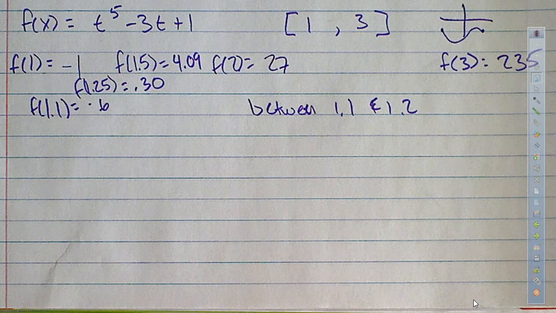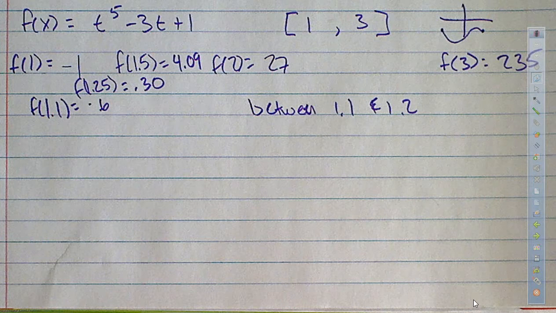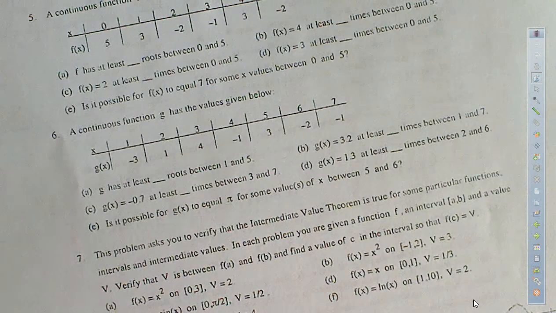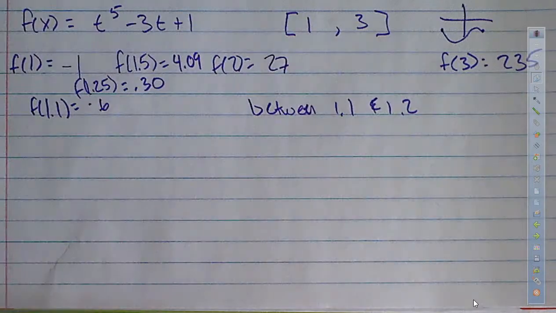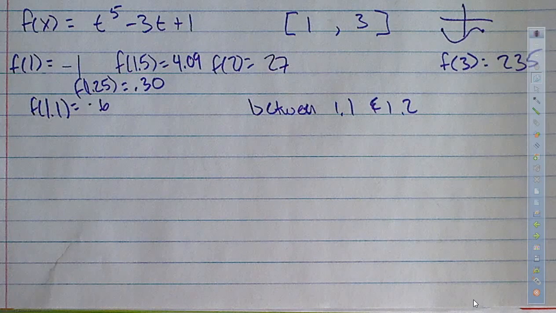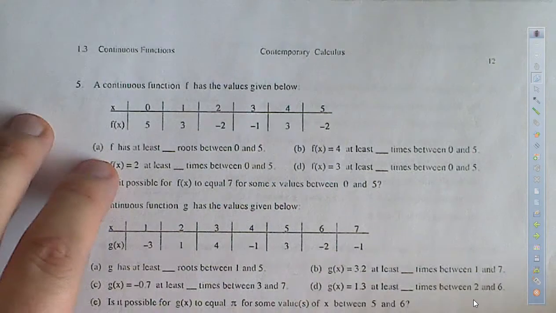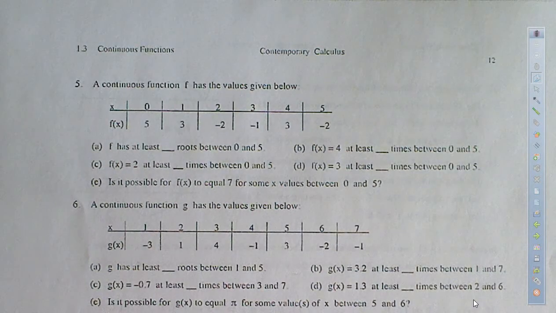Trying to help. All right, so let's go through this. Your assignment is 5 through 17. So we got 5 through 17 as our assignment. Now, question number 5 and 6 aren't too bad. I'll go through 5 with you guys. You can do 6 on your own.